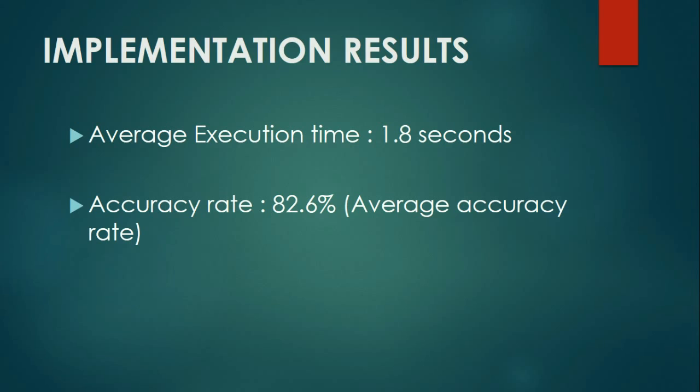The implementation results, when I implemented my algorithm using the UCI dataset, gave me an average execution time of 1.8 seconds for Naive-Bayes algorithm. Accuracy rate in average was 82.6%.